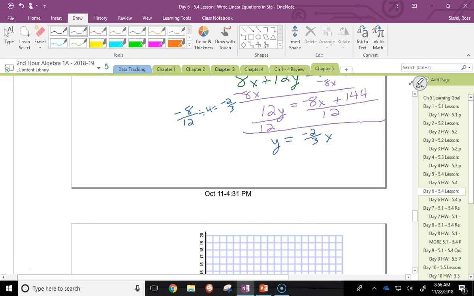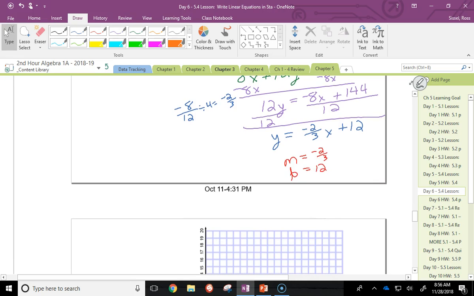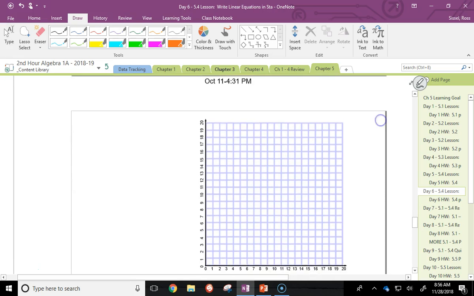And then 144 divided by 12 is 12. Here's the important thing we have to identify now. Our slope was negative 2/3. Our y-intercept was 12. So we can now graph this.